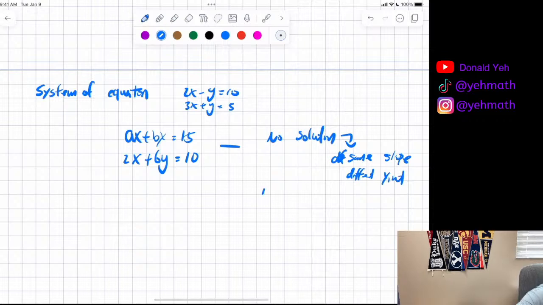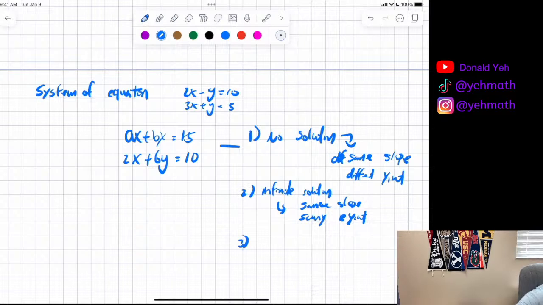If it's an infinite amount of solutions, infinite solution is going to be the same slope and the same y-intercept. Basically the same equation. So this second situation is infinite solutions, and this is the first situation, no solution. The third situation is the easiest: if you have one solution, it means they have different slopes.